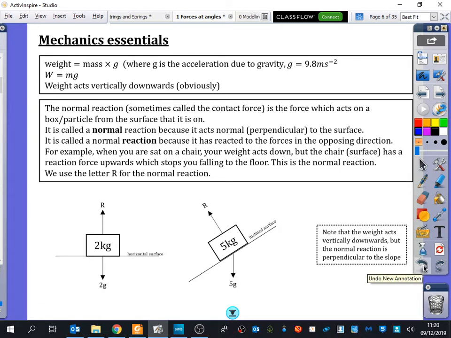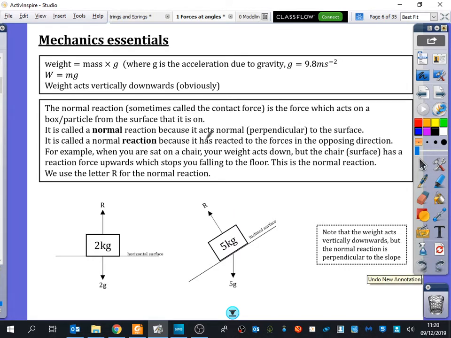Okay, this also is some quite obvious stuff, but we're going to talk about normal reaction. It says the normal reaction, which is sometimes called the contact force, is the force which acts on a box or particle from the surface that it is on. It's called the normal reaction because it acts normal, or perpendicular, to the surface, okay? So you'll see in these two diagrams that the normal reaction is perpendicular to the plane, and perpendicular to the inclined plane in that one. Too many people I've seen in the past on this kind of one would say, oh, well, the normal reaction goes upwards. The normal reaction is normal to the thing that it is on.